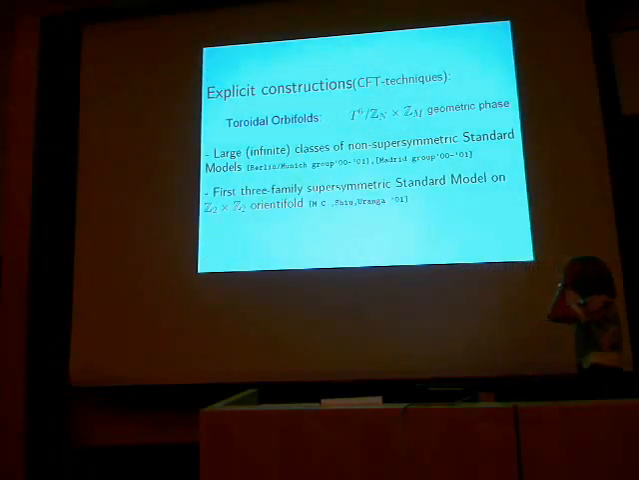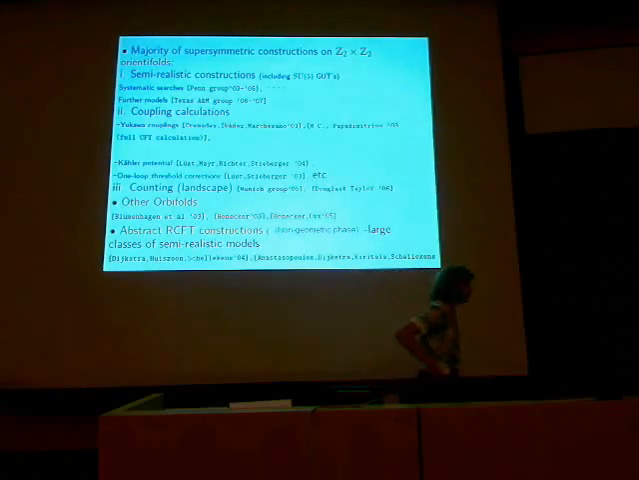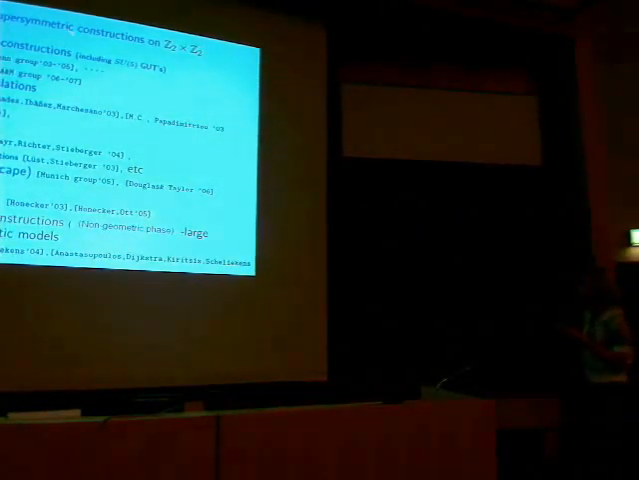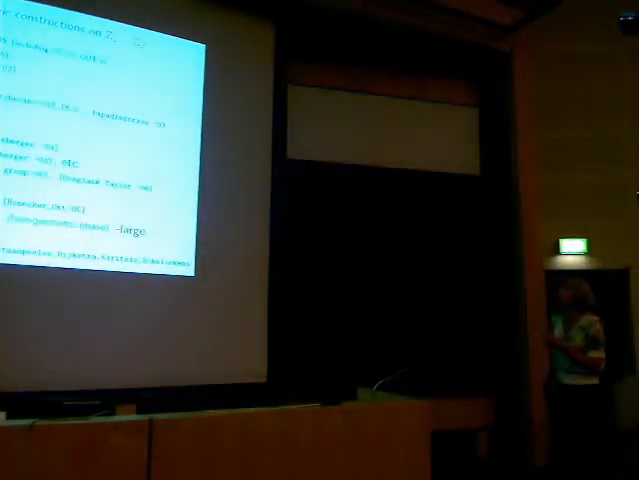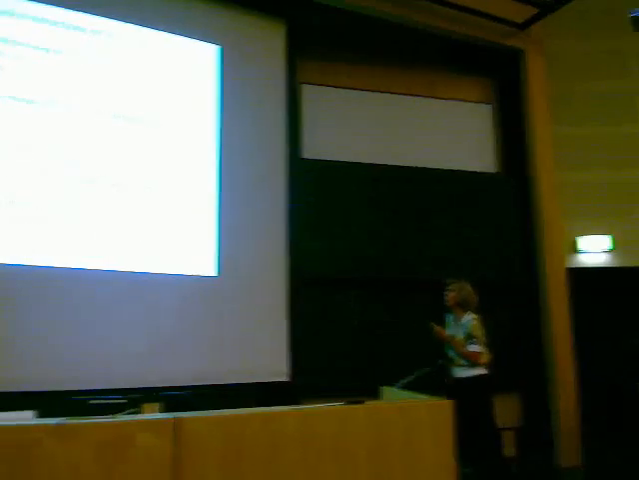Okay, so this is basically the context within which the progress in construction has been made, based on toroidal orbifolds. About 6-7 years ago, large classes of non-supersymmetric standard models were constructed by the Berlin and Munich group and the Madrid group. But very soon after, conditions of supersymmetry were also implemented in this context, in particular the Z2 cross Z2 orbifolds that led to the first three-family supersymmetric standard model. By now, there has been a lot of activity in constructing semi-realistic particle physics with such intersecting branes, and the majority of supersymmetric constructions are based on Z2 cross Z2 orbifolds.